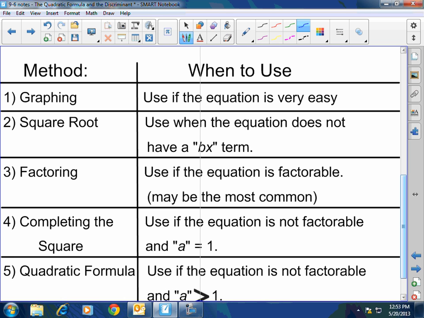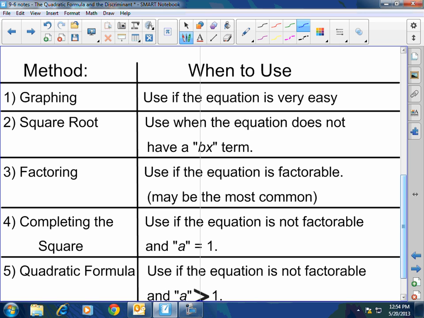Sometimes you see the solution very easily on that graph. Sometimes it's very difficult. So graphing is good to see the shape of the parabola that you have, see the shape of the quadratic, but it's not really good for solving. So you use the graphing method to solve when it's very easy.